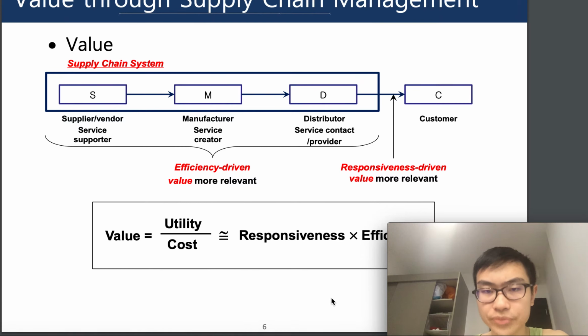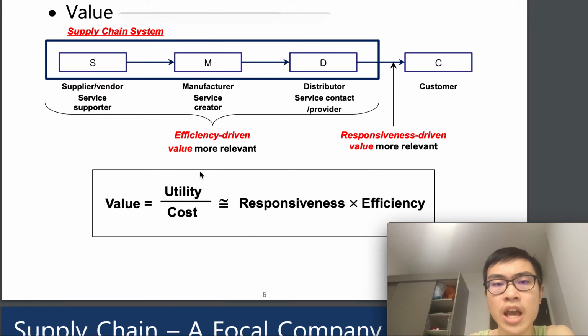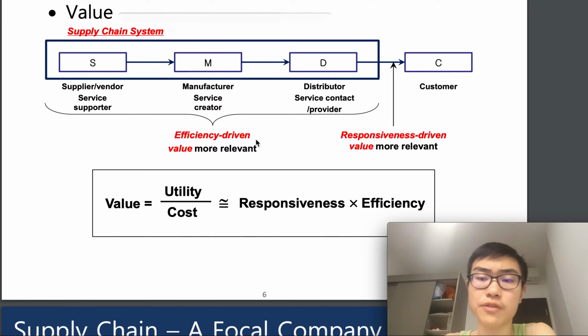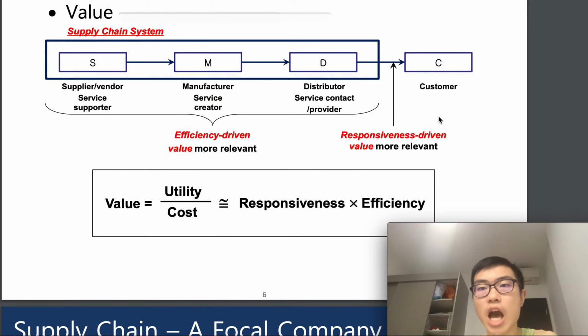Yeah. So value is equal to utility over cost, which is also equal to responsiveness times efficiency. Now, important words here: what is efficiency and responsiveness? Efficiency here refers to the skill required to produce at a high productivity level, produce quickly while ensuring quality, and then it is directed to the customer. Responsiveness is the important point, which is how satisfied the customer will be with your product.